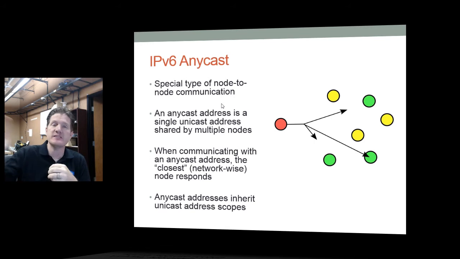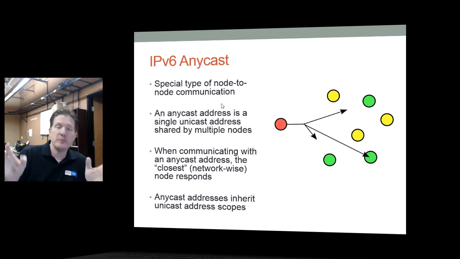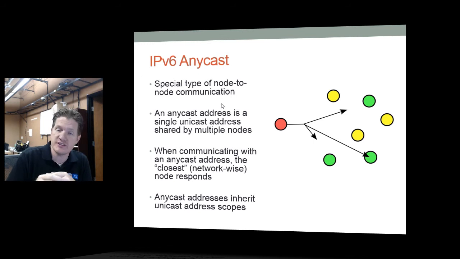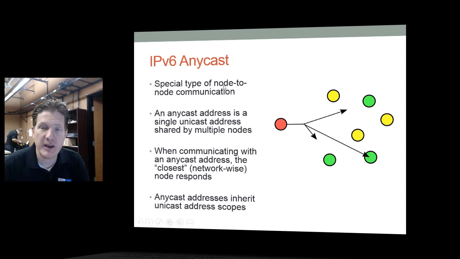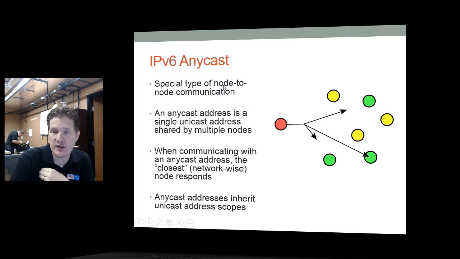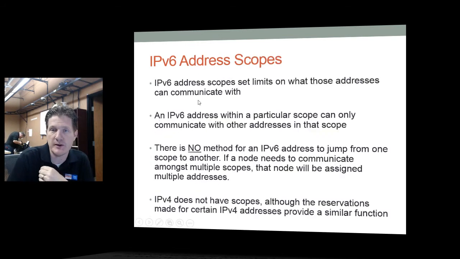So basically you send something out to a group of machines and anyone can respond. Usually the one that is considered closest via shorter path, or the one that responds the fastest, will be the one that responds. Okay? And so anycast addresses inherit the unicast address scopes. So anycasts are in the same scope types as unicast addresses are. But anycasts are used for special communications, which we'll talk about later.